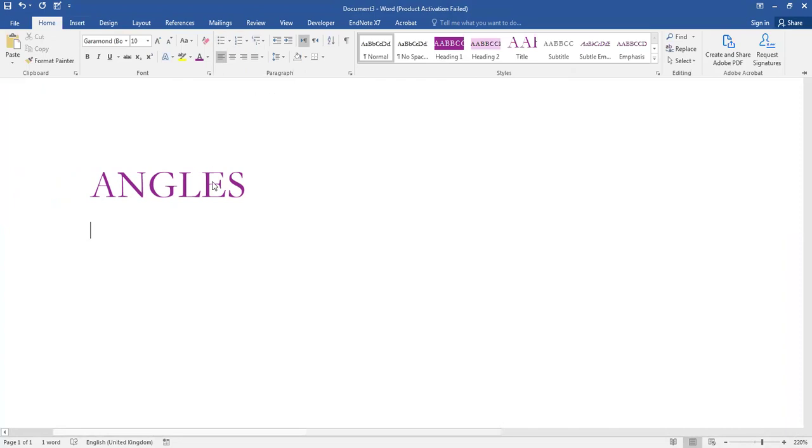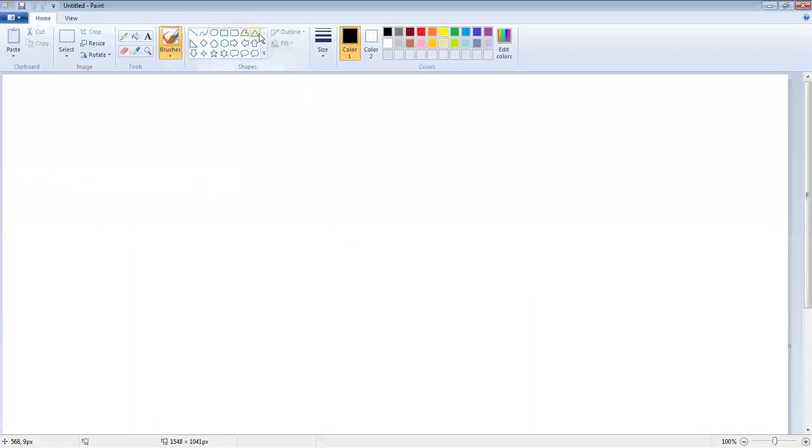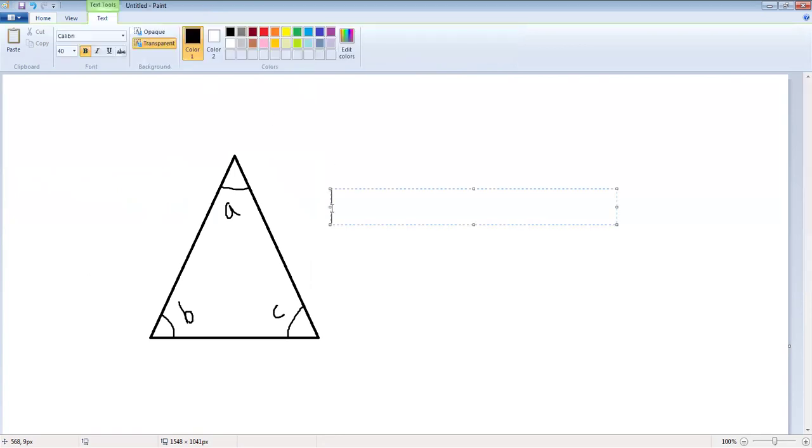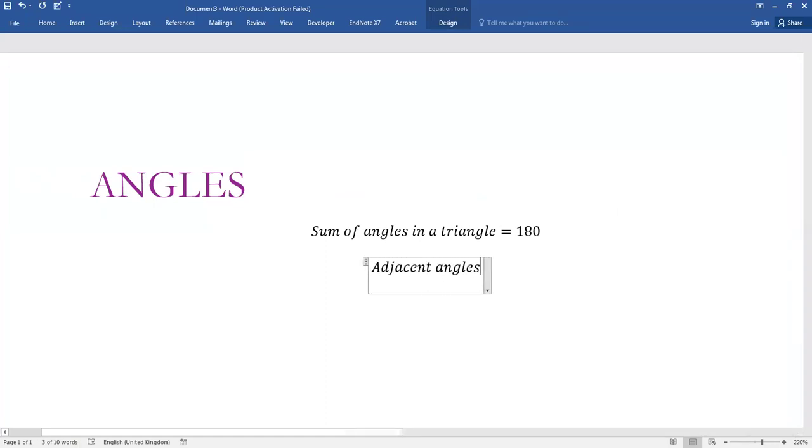So what is the sum of angles in a triangle? This is the very first property: the sum of angles in a triangle is 180. In angles, I always urge students to make equations. If I have these three angles A, B, and C, I can simply say A plus B plus C is 180.